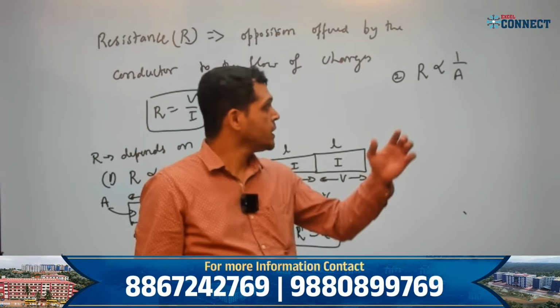I will take a conductor of length L, with cross-sectional area A, and current I is flowing through it, and the potential difference is V. For this, resistance R equals V by I. Is it clear?